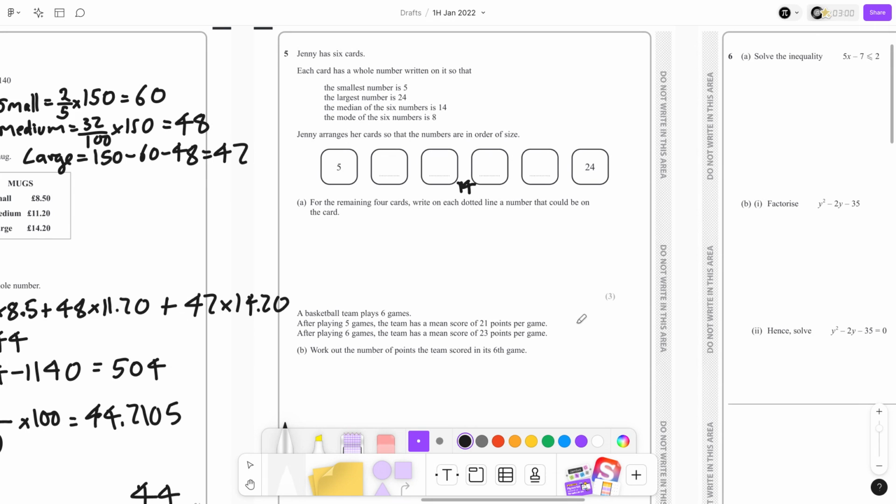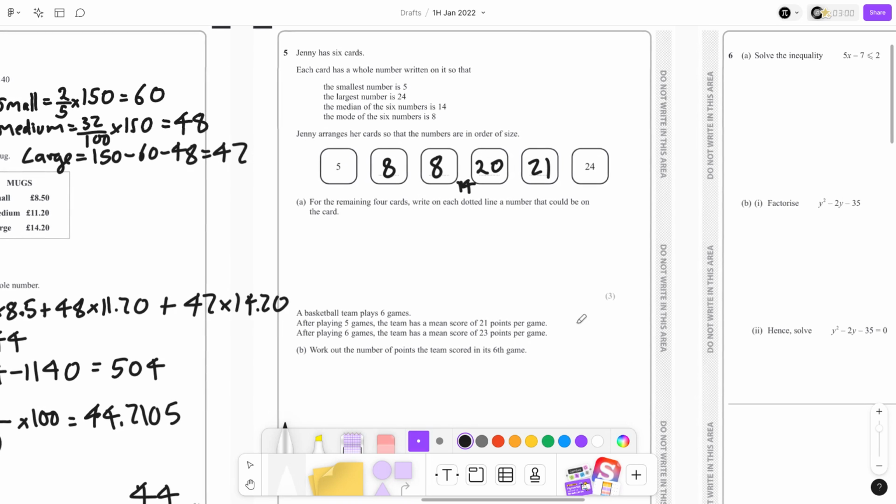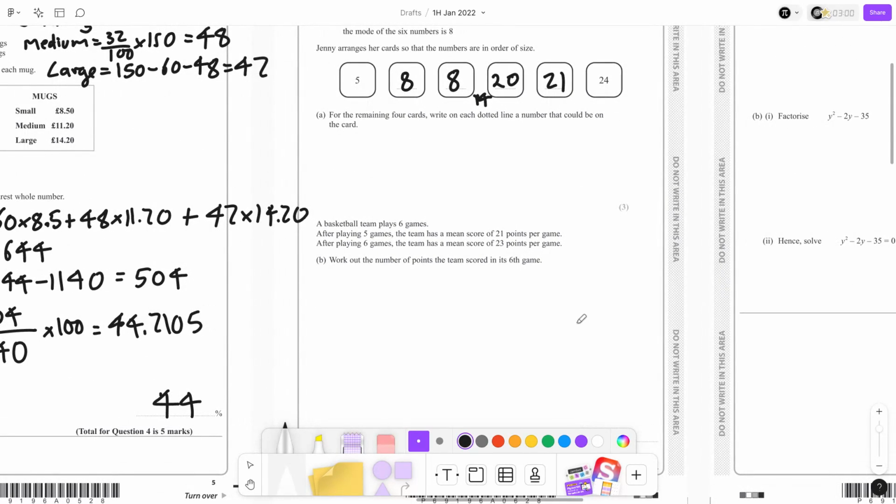The mode has got to be 8. So we're going to put them in order. So the mode has got to be 8, so there's got to be at least 2 8s. And there can't be 3, because otherwise the median wouldn't be that. Given what we've just said, this one must be 20, because these two have got to add up to 28, so when you divide them you get 14. And then it actually doesn't matter what this one is, as long as it's less than 24, so let's say 21. The remaining cards, write them on the dotted line. Yeah, done. Great.